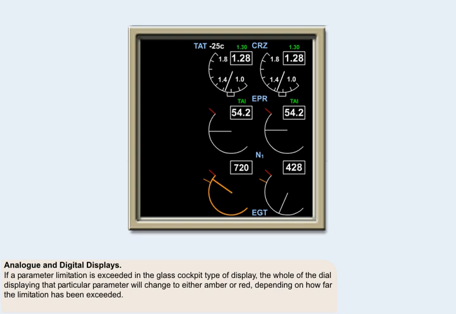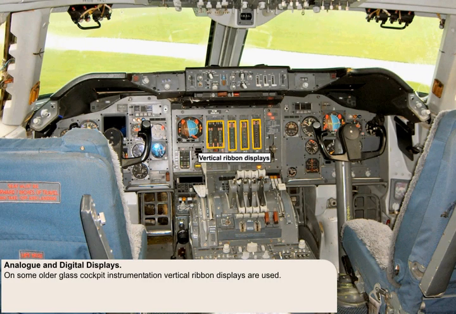If a parameter limitation is exceeded in the glass cockpit type of display, the whole of the dial displaying that particular parameter will change to either amber or red, depending on how far the limitation has been exceeded. On some older glass cockpit instrumentation, vertical ribbon displays are used.